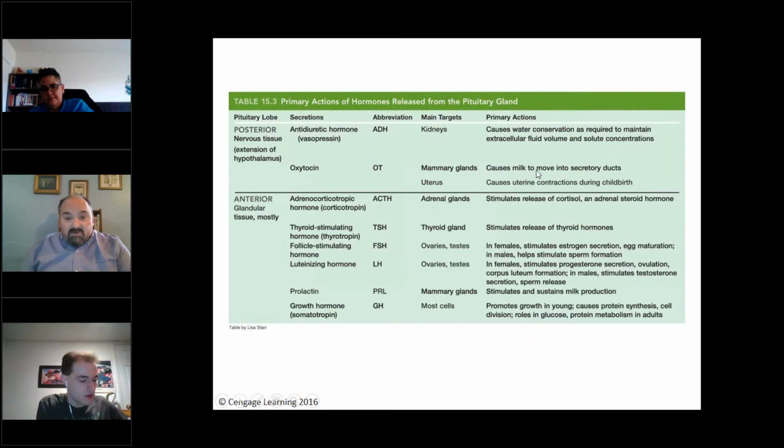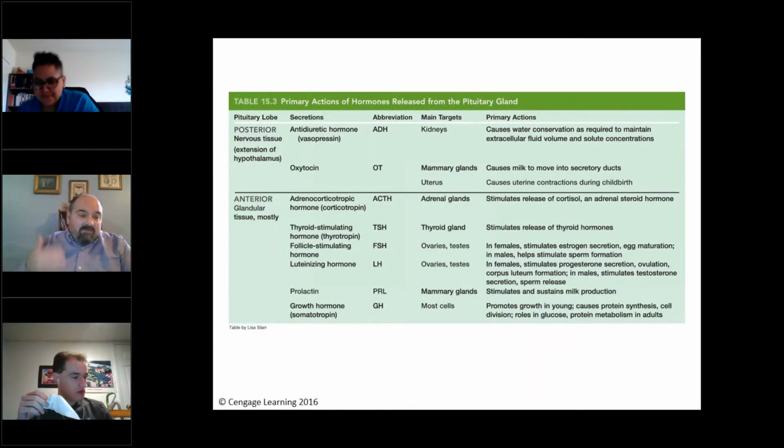You'll see here, as far as what causes milk to move into the secretory ducts, that's the oxytocin, and then prolactin, right? So it's working towards aiding in the production of milk and also stimulates and sustains the milk production. And really, know this: when the mom is breastfeeding, the action of the baby getting the milk will stimulate the mother to continually produce more milk. Once the mother stops breastfeeding, the body realizes, hey, this milk is not being released, so we're going to slow down the production of milk.